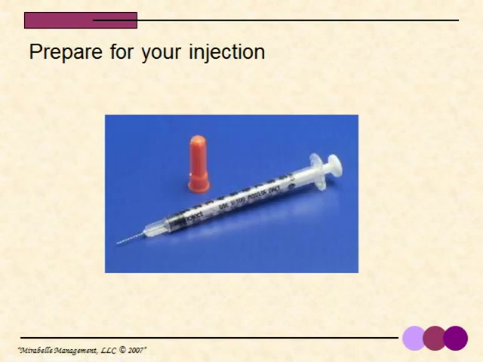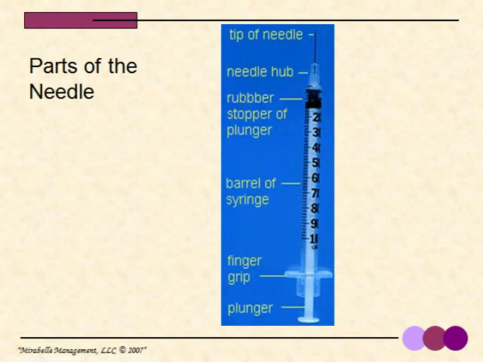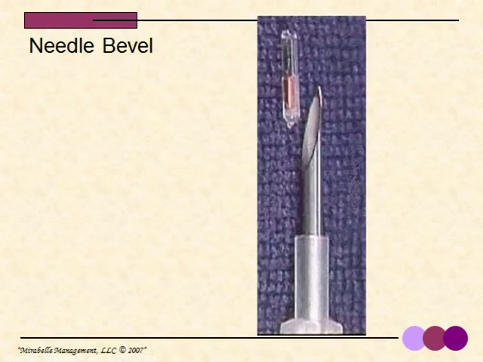Now we get to the fun part, giving an injection. Insulin syringes have a very short, thin barrel and needle. Let's take a closer look at the tip of the needle. We call this angled area the bevel of the needle. It is cut at an angle, allowing the smallest part of the needle to enter the injection site first to minimize the pain. When giving an injection, the bevel of the needle is always facing up as it enters the skin.